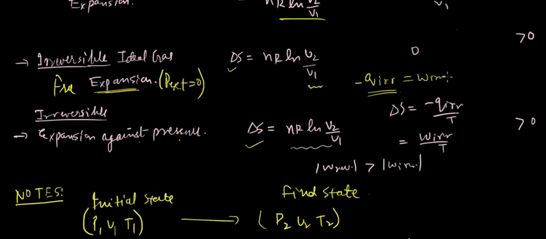W irreversible. Minus of Q irreversible rather can be written as W of irreversible by T. Okay, and W of irreversible can be written as minus P external times dV, or simply minus P external times V2 minus V1. This would be W irreversible. Okay, and the summation of both, which is delta S of system plus delta S of surrounding, would be greater than 0.